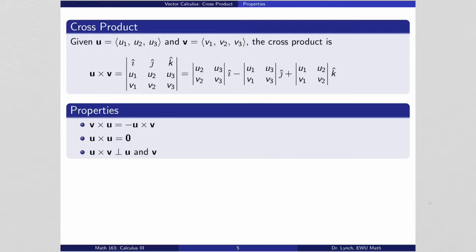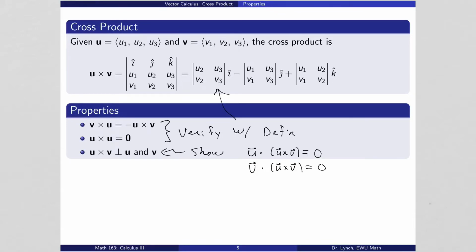Okay, so again, the first two of these properties come back to looking at the definition. And the third property, actually, we know from last time that we can show something is perpendicular by looking at the dot product of the two things that we want. So the first two properties are verified with the definition. And the third is just showing that u dotted with u cross v is 0, as well as v dotted with u cross v. And it's kind of a tedious but a pretty quick calculation to figure out.